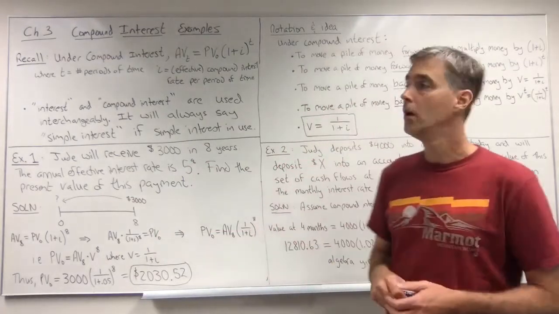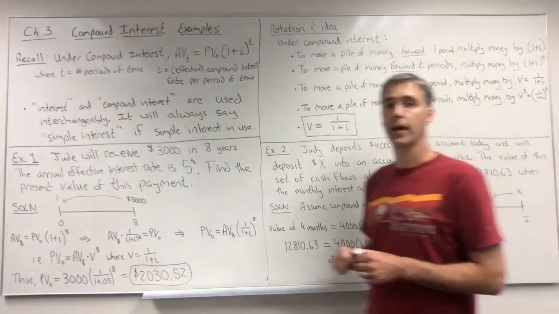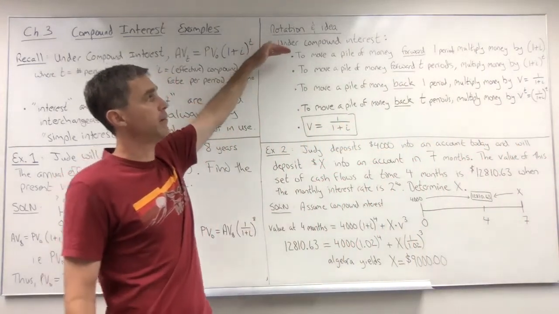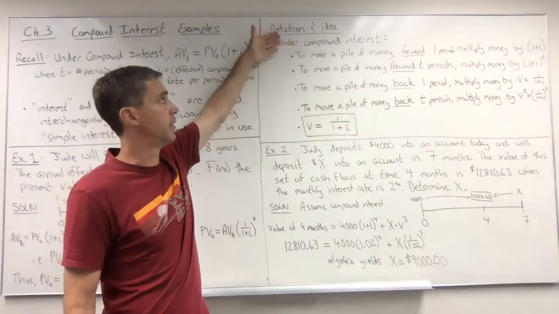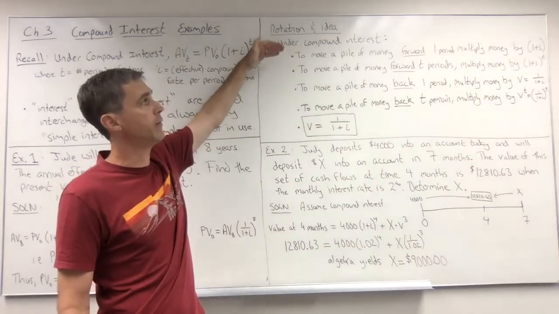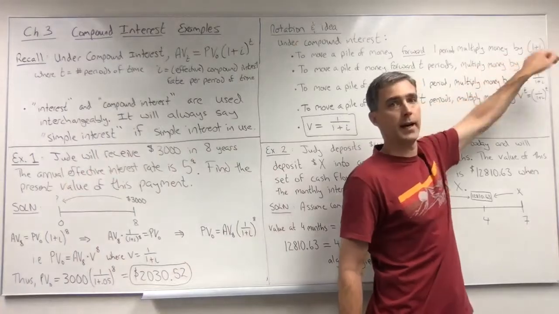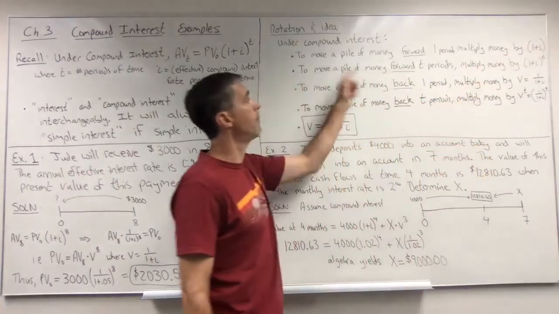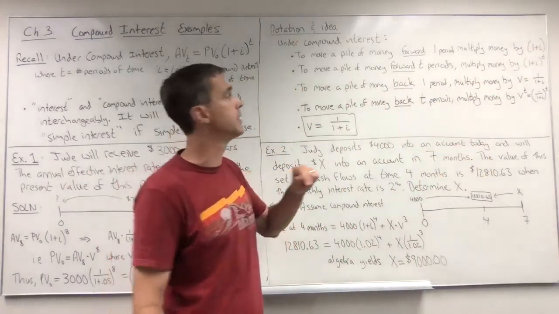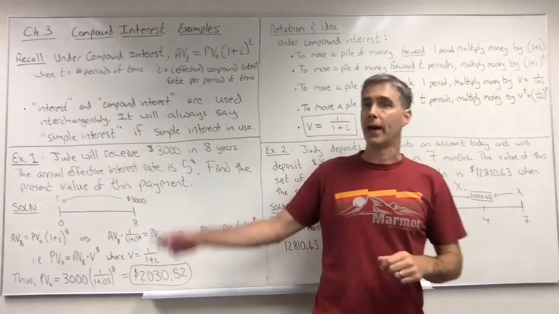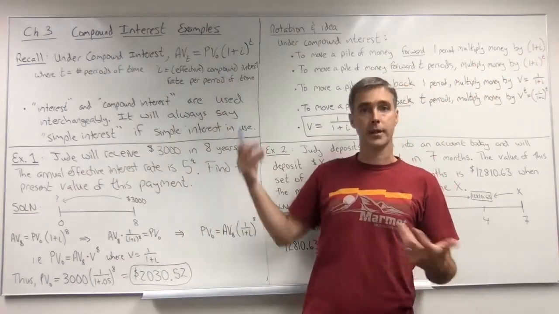Okay, so a brief recap over here. If I'm going to move a pile of money forward one period, this is all under compound interest, I simply multiply that amount of money by 1 plus i. If I want to move that pile of money forward t periods, I multiply that money by 1 plus i to the t. That is what our accumulated value formula is telling us.